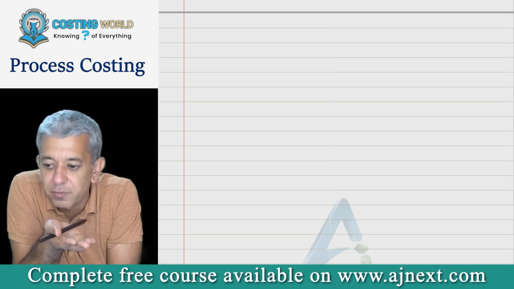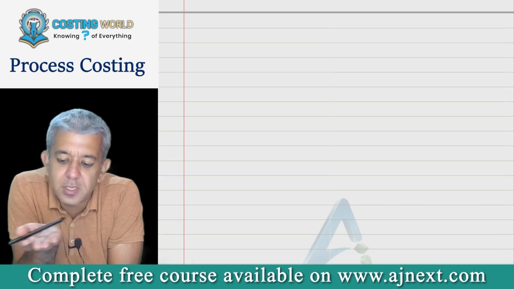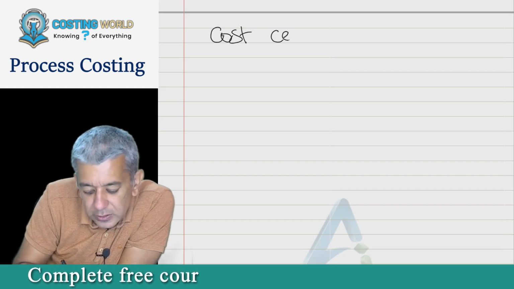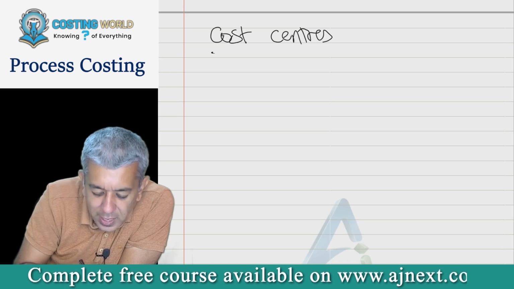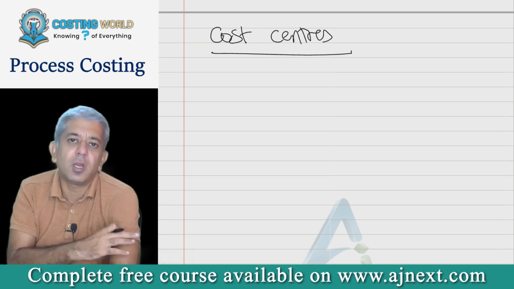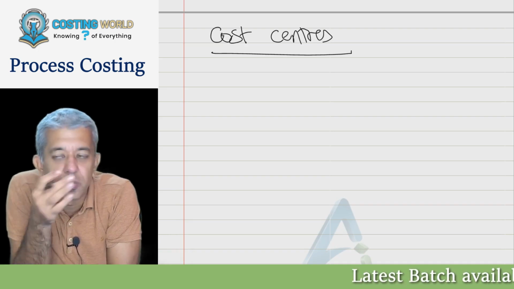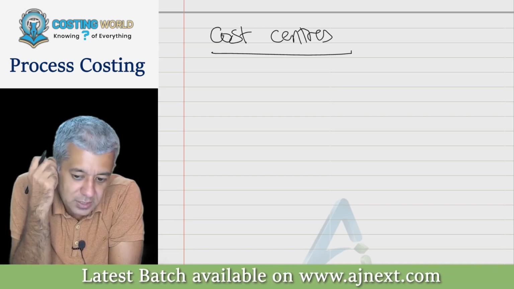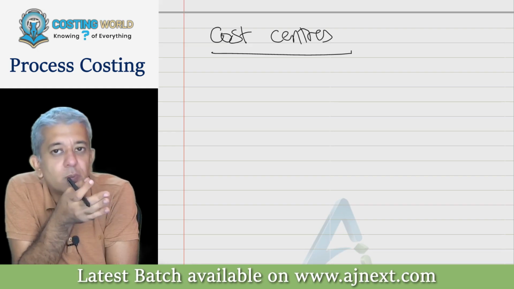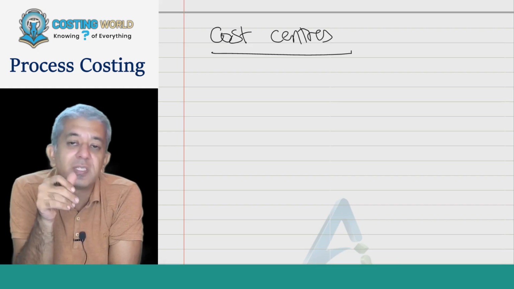One department of one company transfers something to the other department of the same company. Obviously, you will transfer at cost only. That is why all the processes are usually called cost centers. Cost centers means they are responsible for accumulation of cost. In final CA, this subject is called strategic cost management and performance evaluation.